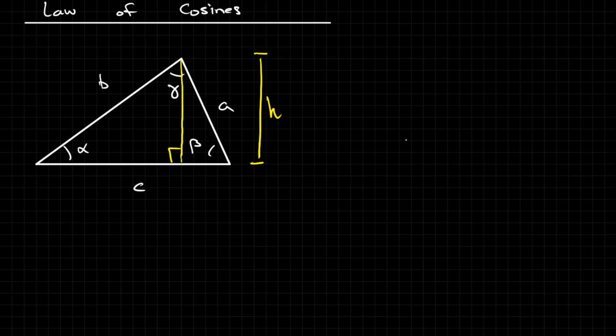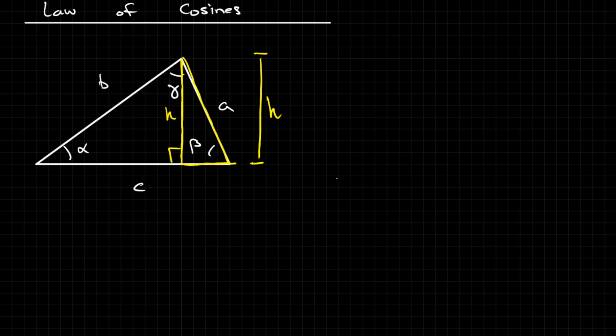Now let's go ahead and chat about how to come up with the law of cosines here. So we've drawn our perpendicular line straight down from this top corner up here. And my strategy here is I'm going to use the Pythagorean theorem for this rightmost triangle that is a right triangle right here.